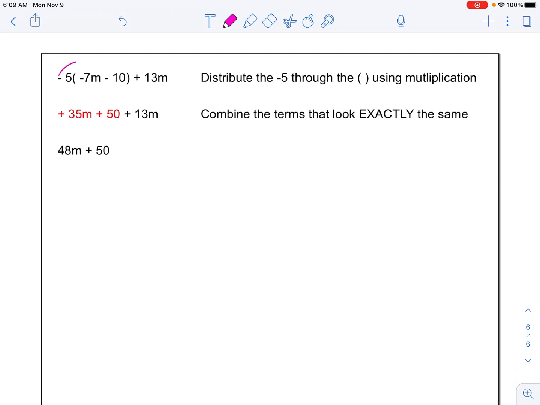I'm going to distribute this negative 5 through the parentheses, paying attention to the signs when I multiply. So negative 5 times negative 7 is positive 35. Negative 5 times negative 10 is positive 50. And then I'm just going to bring down this plus 13m. So when I put my m's together, I end up with 48 m's. And then I just bring down the plus 50.